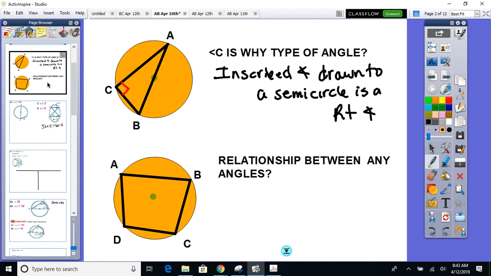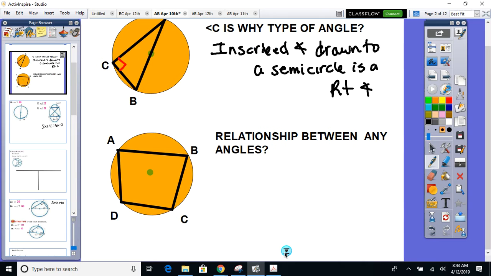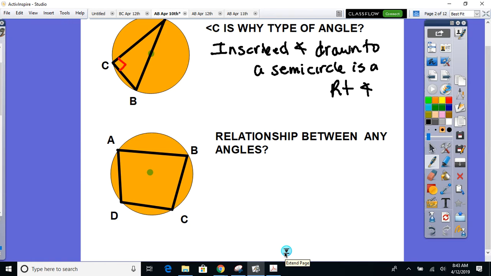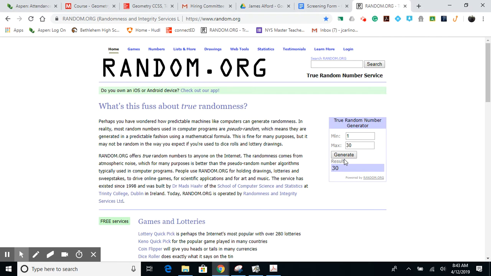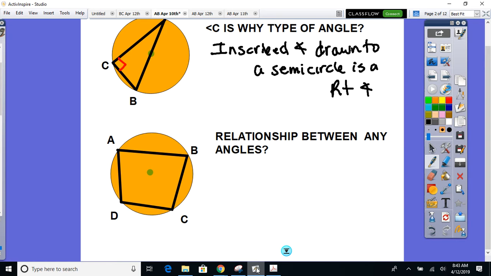Where's my diagram? There it is. Give me a relationship between 2 of the angles up here. That's a quadrilateral inscribed in a circle. What do I know about it? Angle A plus angle C equals 180. Same with angle D plus angle B. Opposite angles are supplementary. If the quadrilateral is inscribed, opposite angles are supplementary.